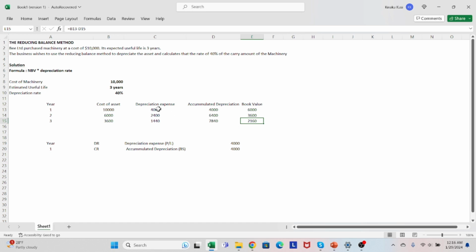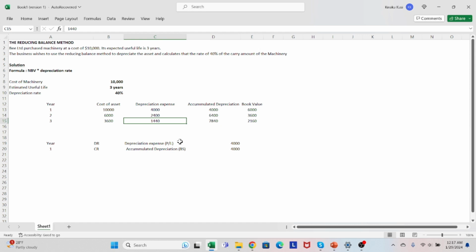You should note that with the reducing balance method, the annual charge for the depreciation is higher in the earlier years, right, compared to the later years. So we can see from this example that 4,000 in the first year, we have 2,400 in the second year, and we have 1,440 in the third year.